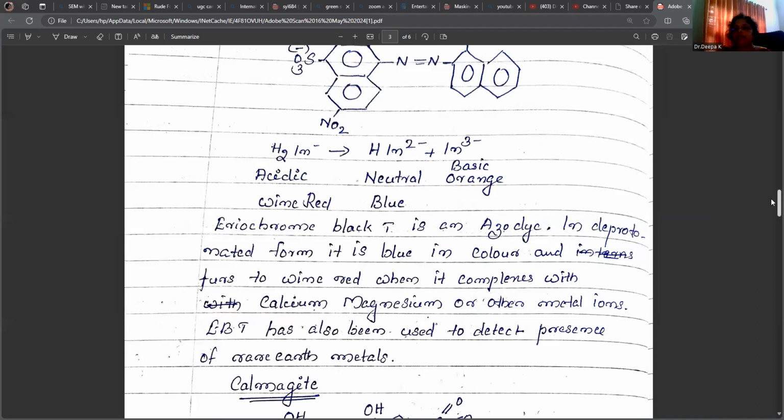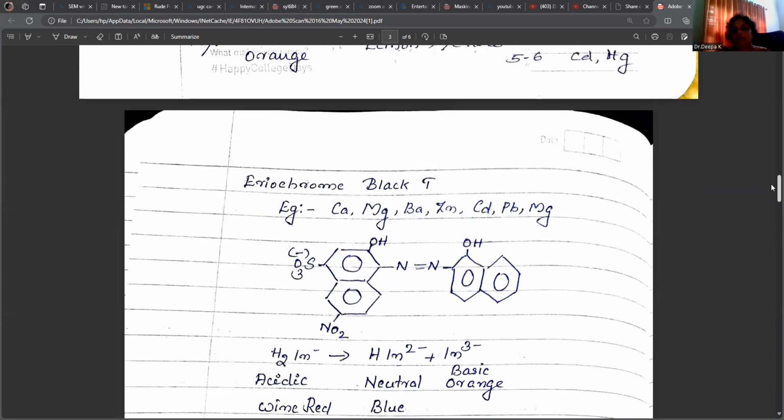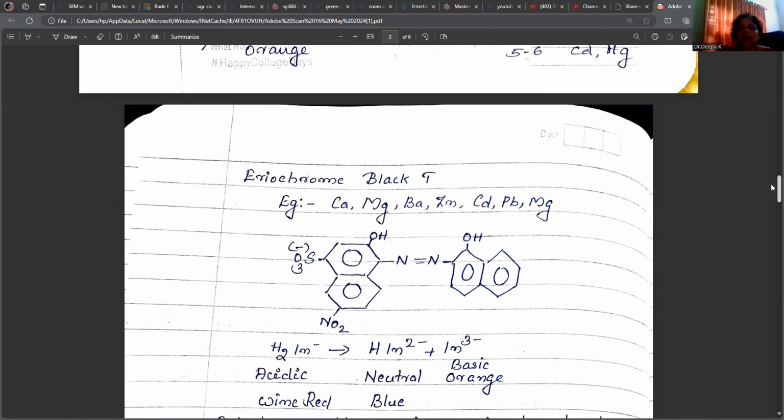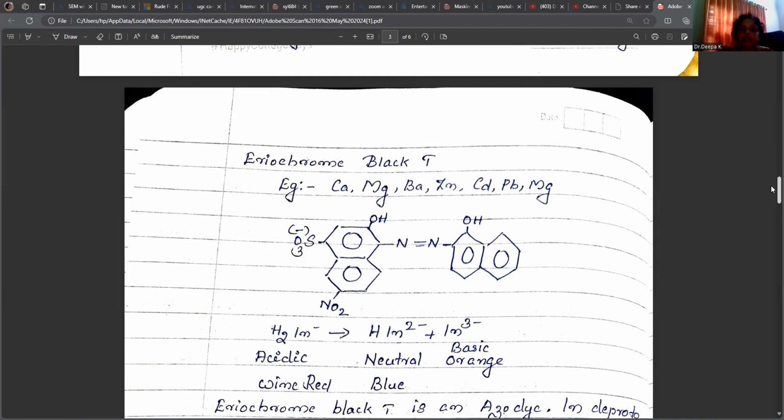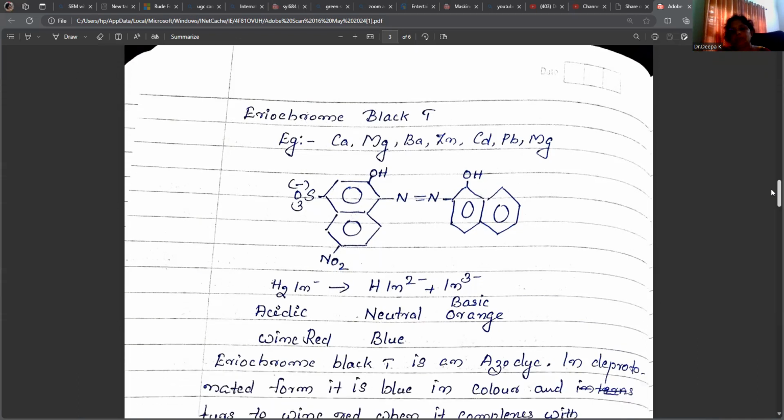And let us discuss the structure of some common indicators. That is, Eriochrome Black T has the structure like this. In acidic condition, H2In minus is wine red, and HIn 2 minus, when it is neutral, has a blue color. Then in basic conditions, its color changes to orange.